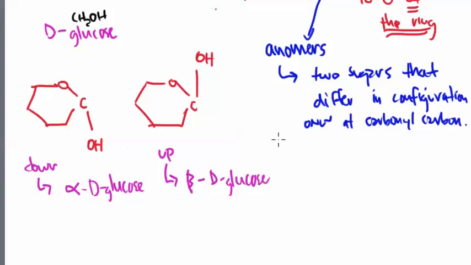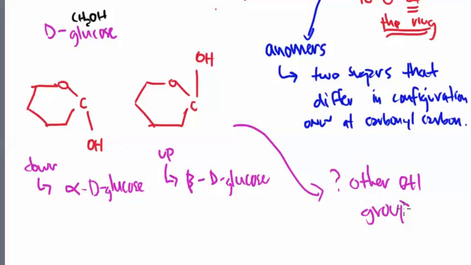Now, what we're leaving off here are the other OH groups, right? This glucose has an OH group on every single carbon of the chain. And it should have an OH group as well on every single carbon in the ring. That's something that I've not done and I've not labeled yet because I don't want us to take too big a step or do too many things at one time.